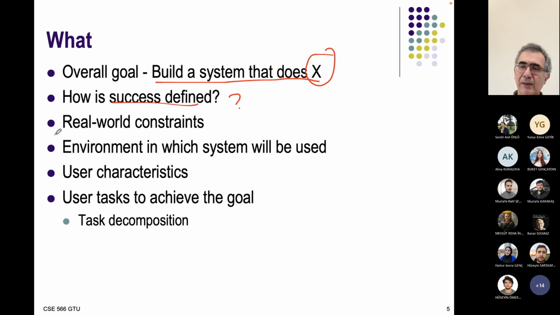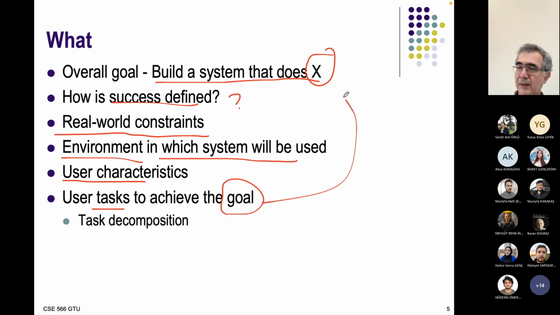As we develop applications and systems, we have real-world constraints and engineering constraints. We cannot do everything. We have computational resources, camera resolution, battery problems, CPU, computational complexity. Therefore, we cannot do everything. And we have to consider the environment where the system will be used, depending on user characteristics and tasks to perform, the goal, that is, task X.